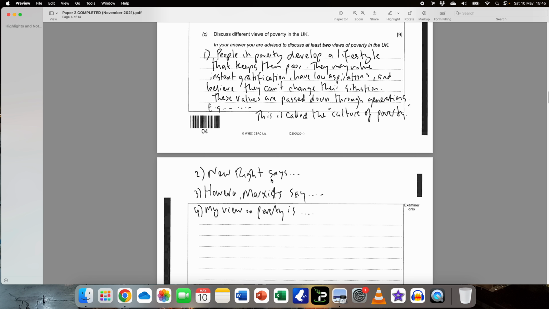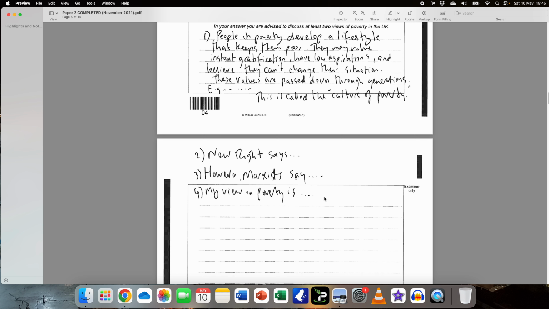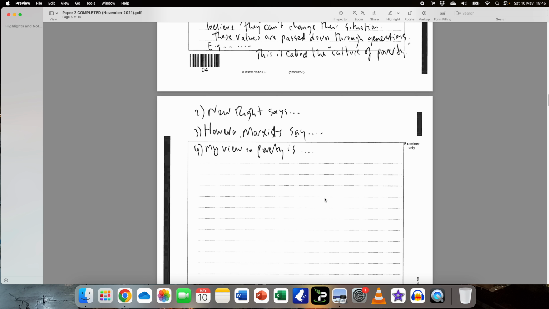It doesn't ask you for your view in this one, or do you agree or disagree? But I would give a short conclusion. My own viewpoint on poverty is that it's caused by, or you can say the viewpoint I agree with is, and say why. So you might want to say, the viewpoint I agree with is the Marxist one because people aren't paid enough and that keeps them poor because they can't afford the basics.